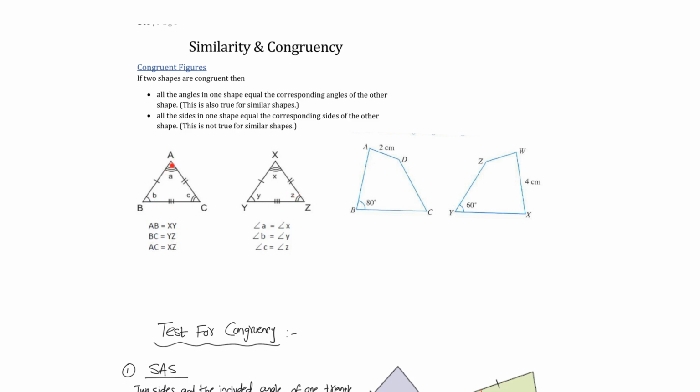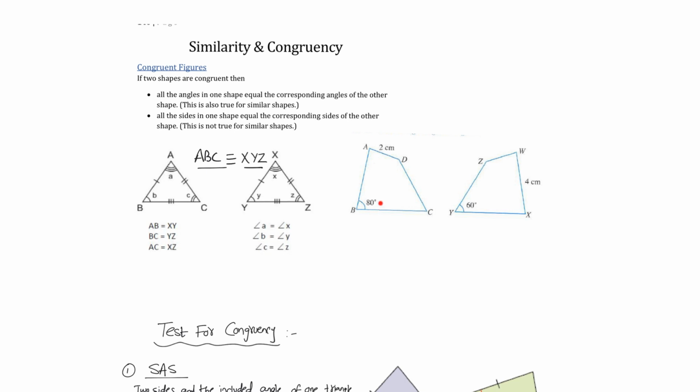Also, the length AB must be equal to its corresponding length XY. The length BC must also be equal to YZ, and in a similar way the length AC must be equal to XZ. So triangle ABC is congruent to triangle XYZ over here.